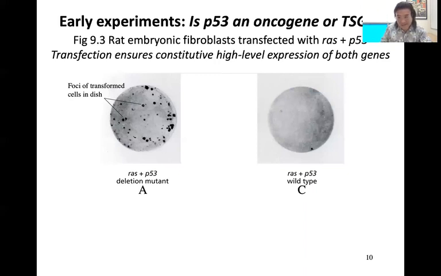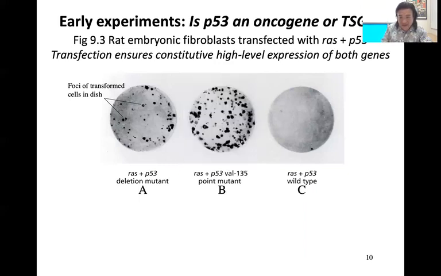And this is where the experiment goes off the rails, right? Because this is what they got. So you're like, wait a minute. Here is the wild type RAS that's overexpressed, but it's co-expressed with a p53 valine 135 mutation, right? So at amino acid position 135, there's a point mutation that puts a valine there. Right? Look at what happens.